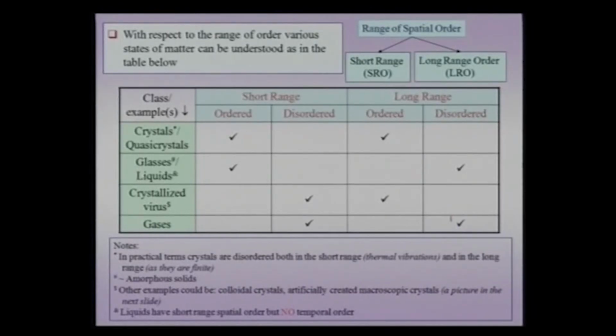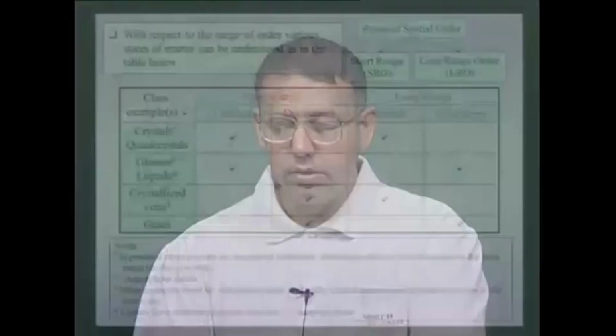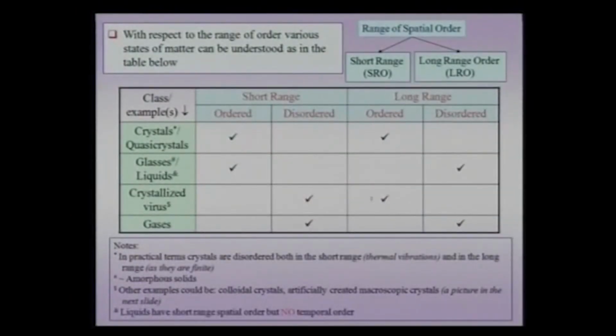A crystallized virus, for instance, and there are other examples in this class like colloidal crystals and artificially created macroscopic crystals, would come under this class. They are disordered in the short range. That means that within a virus entity there is no order, or no order in the real sense we are talking about here, but all these virus entities could be ordered into a long range crystal.